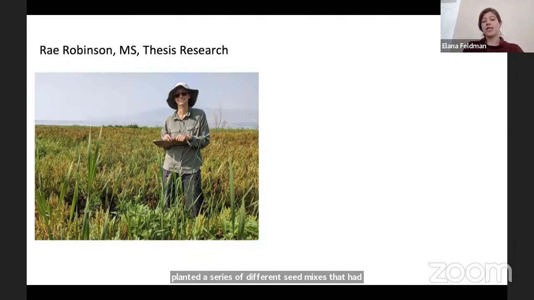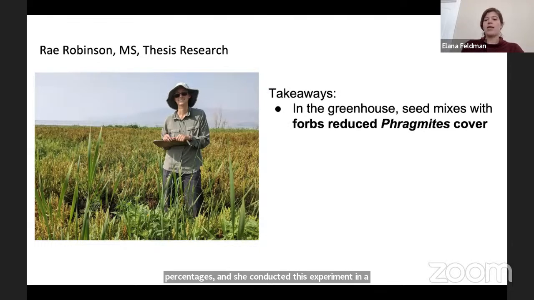to see if those differed in their ability to promote biotic resistance. So she had a 100% forb mix, a 100% graminoid mix, and then mixes in between that included both graminoids and forbs at different percentages. And she conducted this experiment in a greenhouse and in the field. And so she found that in the greenhouse, seed mixes with forbs successfully reduced Phragmites cover.